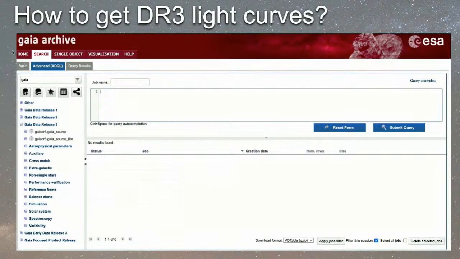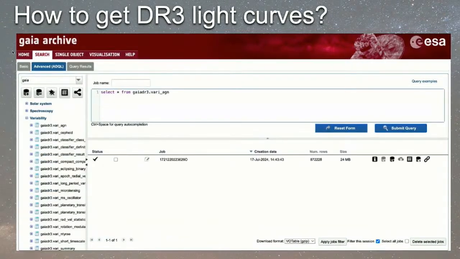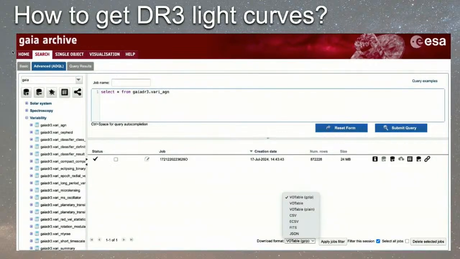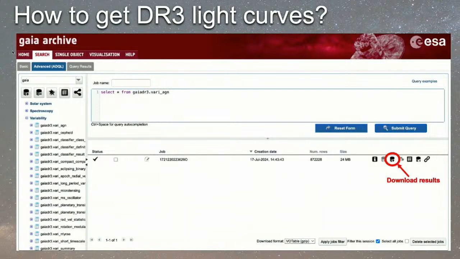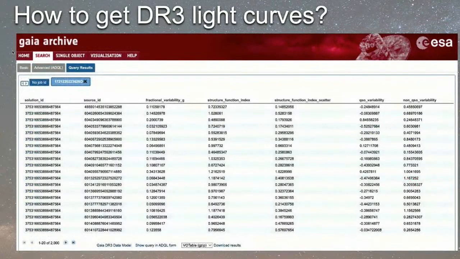If you want all the sources of one catalog, you need to go to the search and advanced. Here is the query. For example, here we select also the variability table. Here you create the table. You can design the format of your download. After you click here, table, or if you want to see the top 2,000 results, here you can see all the parameters of this table.